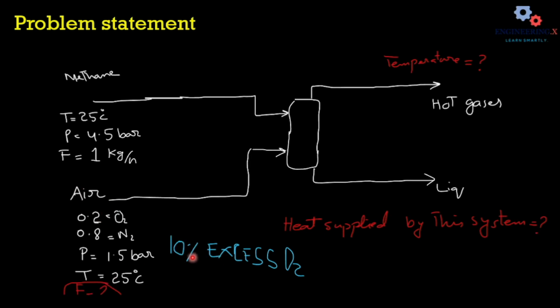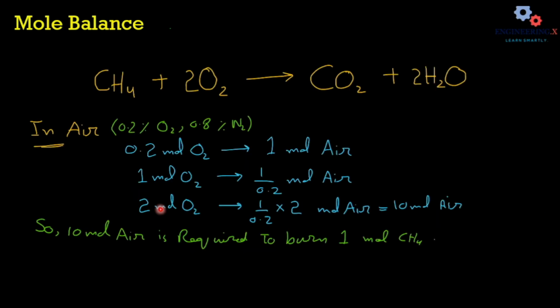So it's given that 10% excess oxygen is being fed for this reaction. So how can we find out the mass flow rate or the mole flow rate of the air? For that we will perform simple mole balance calculations. So now you can see that it's a balanced chemical equation for methane burning or methane combustion reaction. So ideally 1 mole of methane requires 2 mole of oxygen to completely burn, which forms 1 mole of carbon dioxide and 2 mole of water vapor.